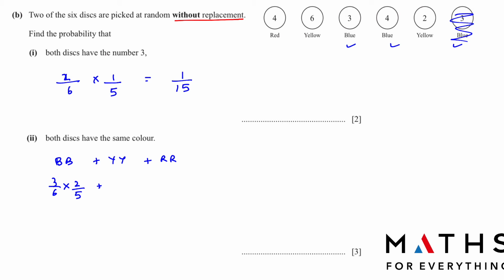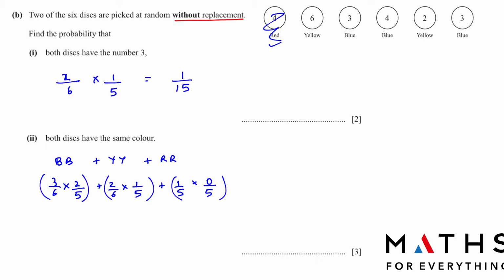Now let's see for yellow. We have 2 yellows. So 2 over 6 multiplied by, if I cancel out one yellow, 1 over 5. And then we have the red. Red is 1 over 6 times, and if you remove that one red out, there are no more red remaining. So that is 0 over 5. So when we put this in the calculator, we will get 4 over 15.